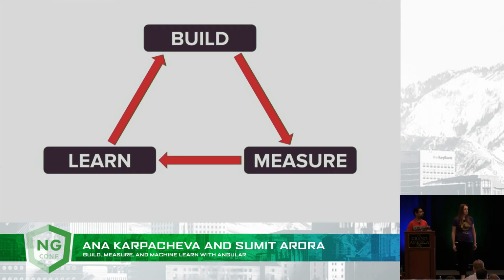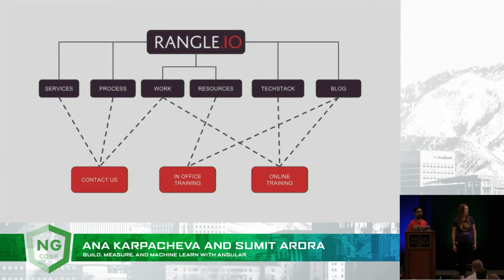And in order to show you what we did, we built a prototype of the website. So what Sumit did, he created the app, and we're going to show you the demo. Right now, in the black boxes, you see the replication of the web pages of the Wrangle website. Any user can go and navigate through the pages: services, process, work, resources, tech stack, and blog. And on these pages, the users are going to be presented with the buttons in red. We call them call to action. So what can they do? They can contact the Wrangle office, they can request an office training, or they can sign up for online training.